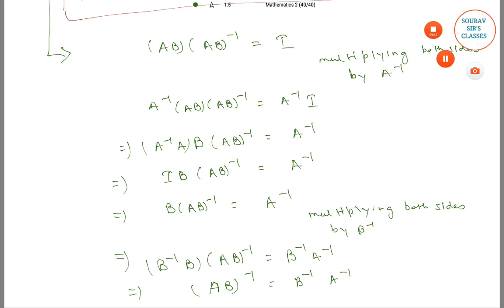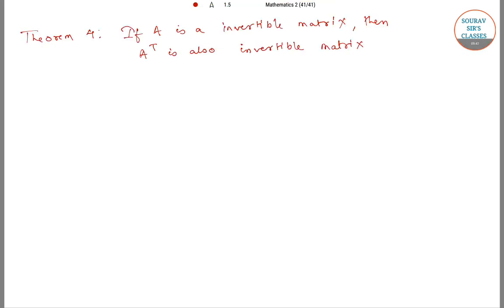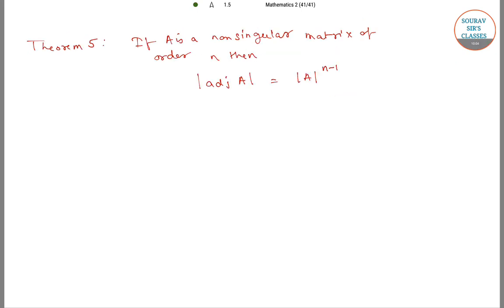Next theorem states that if A is an invertible matrix, then its transpose, that is A transpose, is also an invertible matrix, and (A transpose) inverse = (A inverse) transpose. Next theorem states that if A is a non-singular matrix of order n, then |adj A| = |A| raised to the power n - 1.